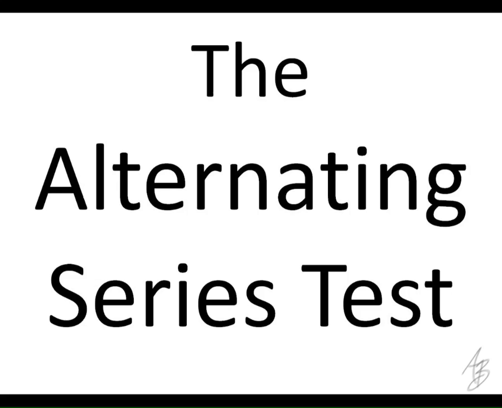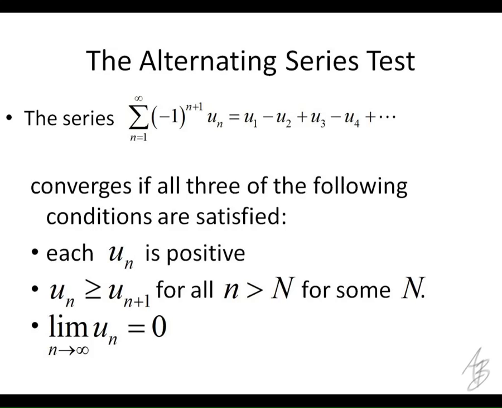So the alternating series test has a few parts. It looks a little bit complicated, but it's actually somewhat straightforward. So the series looks like this. If we assume that u sub n is always positive, then it's going to be u sub 1 minus u sub 2 plus u sub 3. So they're alternating back and forth between pluses and minuses.